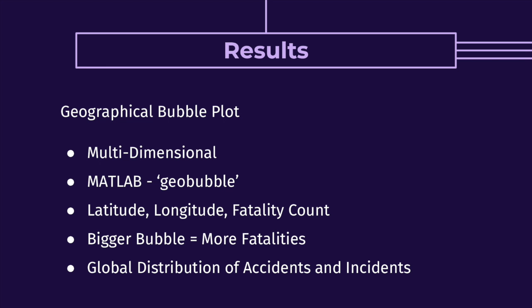For an overview of the aviation accidents and incidents that occurred between 2008 and 2018, MATLAB's GeoBubble plot was used. This multivariate function took the latitude and longitude approximations of the incidents or accidents and fatalities and placed them on a global map. With the scale of the bubble varying, this makes it easier to visualize the geographical distribution of fatalities. Smaller bubbles indicated non-fatal accidents and larger bubbles indicated a fatal accident.